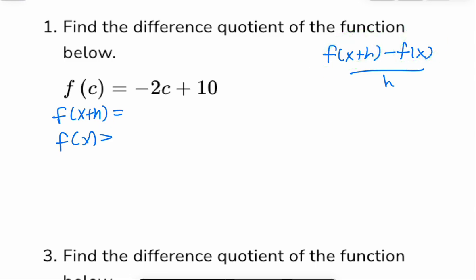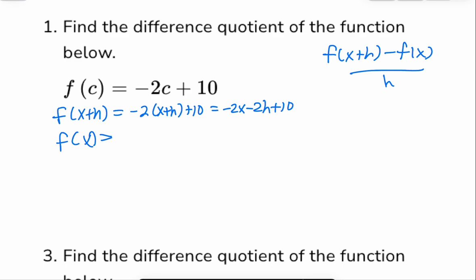What are those things? If I said, hey, find f of x plus h and find f of x, what would you do? Okay, f of x plus h becomes the input. Wherever the c is sitting, I'm going to take it out. I'm going to put in x plus h. So that's negative 2 times x plus h plus 10. Now let's simplify that down as much as we possibly can. And so that's negative 2x minus 2h plus 10.